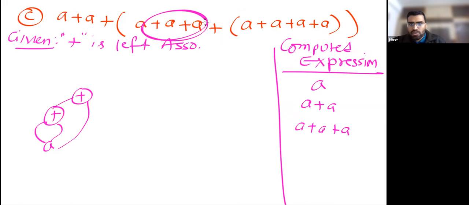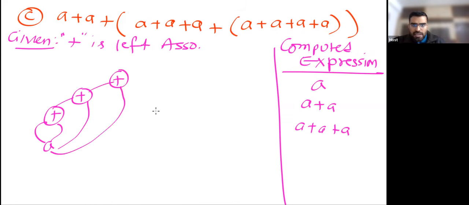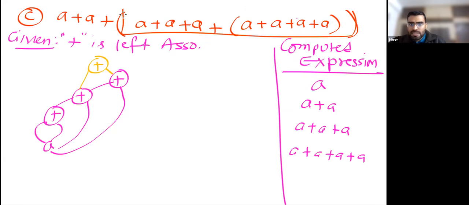This also we have. But this we don't have, so again you have to do plus, so that you can create A plus A plus A plus A. Now we have this. So finally you do their plus. You do this plus and this plus. Okay, now we have this expression.